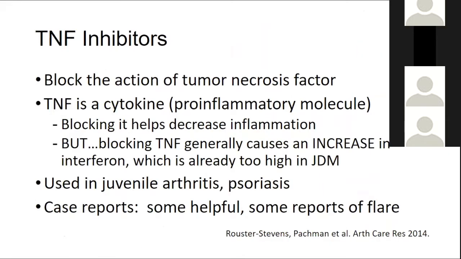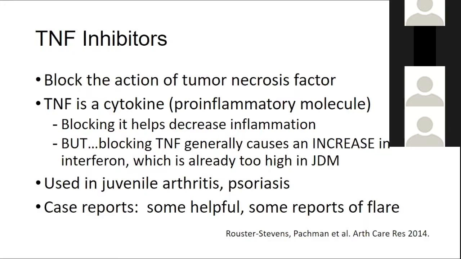So TNF is a cytokine that makes white blood cells turn on and produce inflammation. So when you block it, it should decrease inflammation. But interestingly, when you block TNF, it causes an increase in another cytokine called interferon. And interferon is already too high in many patients with myositis. So there have been reports that using TNF inhibitors can actually worsen the disease in myositis. But it's conflicting because there are some patients who certainly benefit from TNF inhibitors. So the data is really mixed on using TNF inhibitors.